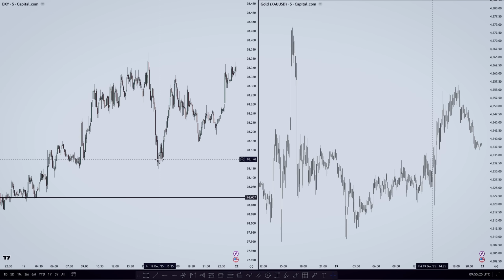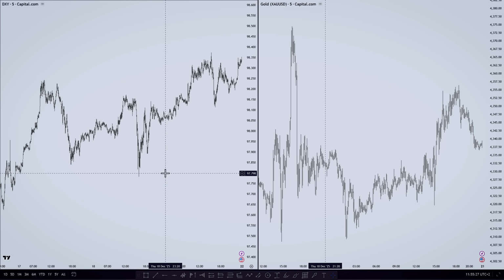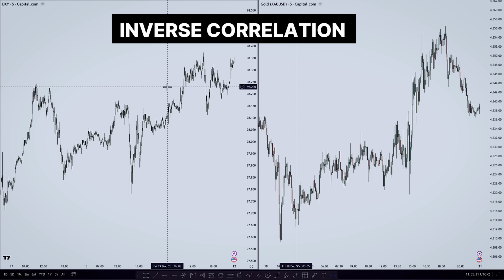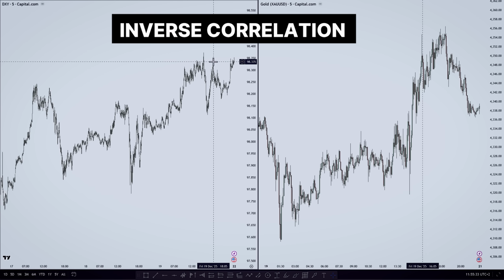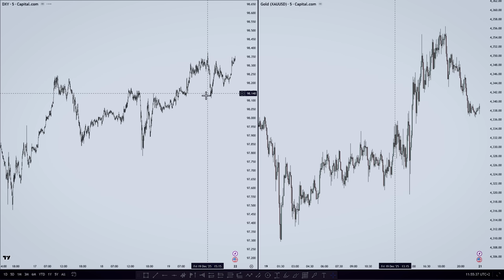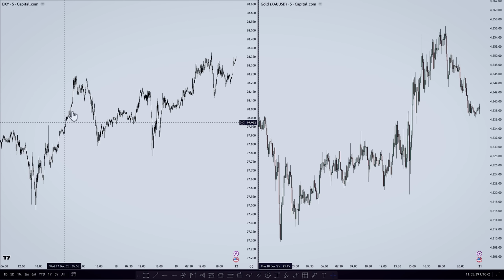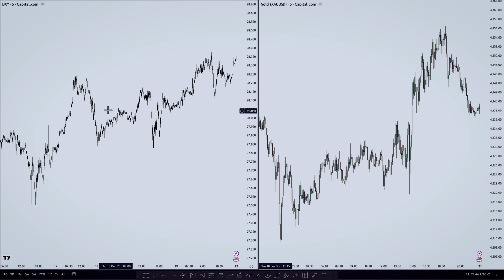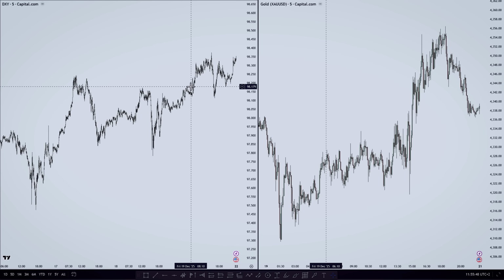Here's the part nobody talks about. Gold is priced in dollars, so when the dollar gets stronger, gold becomes more expensive for the rest of the world. They stop buying, so gold drops. Flip it around. Dollar weakens, so gold gets cheaper. Everyone piles in, and gold rises. Simple once you see it, invisible if you don't.